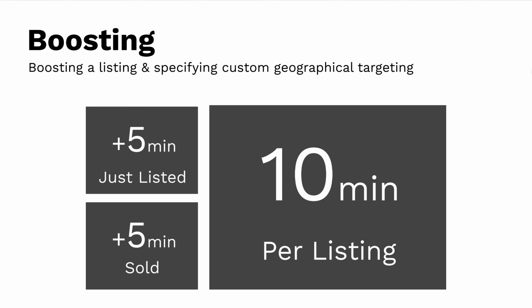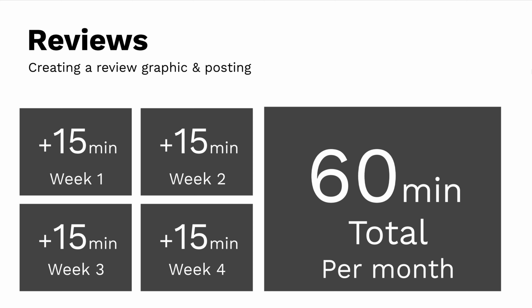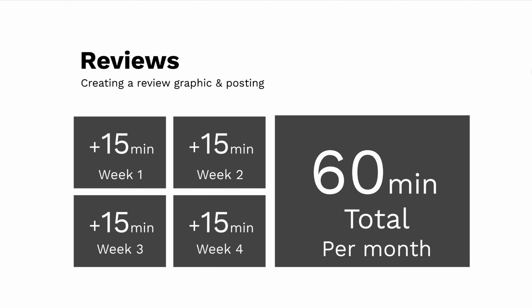Boosting a listing and specifying the custom geographical area of targeting take about 5 minutes per status. You're looking at 10 minutes per listing. Reviews, composing the actual graphic, writing the text, 15 minutes per review, 1 review per week. That's an hour per month.